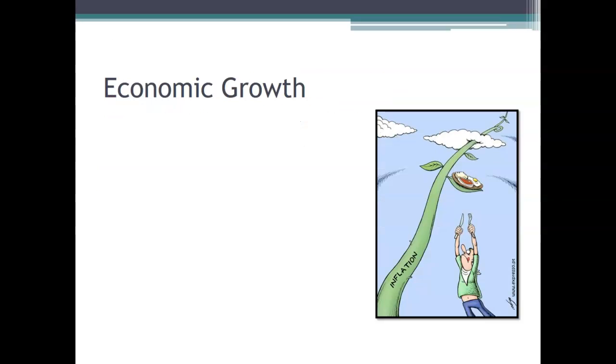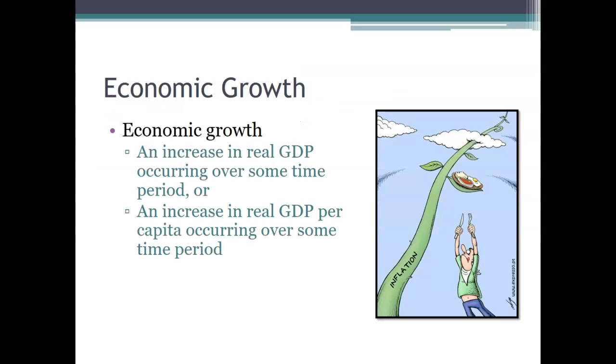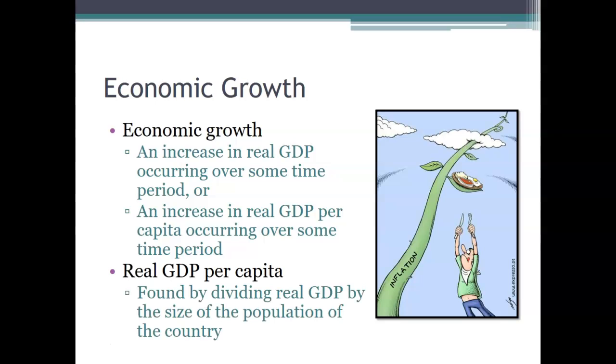So looking at economic growth, what is it? Economic growth is an increase in real GDP occurring over some time period, usually a year, but could be other things. An increase in real GDP per capita also can occur over some time period. Both these are used for economic growth. Sometimes you want the per capita or per person. Sometimes you just want the total number.